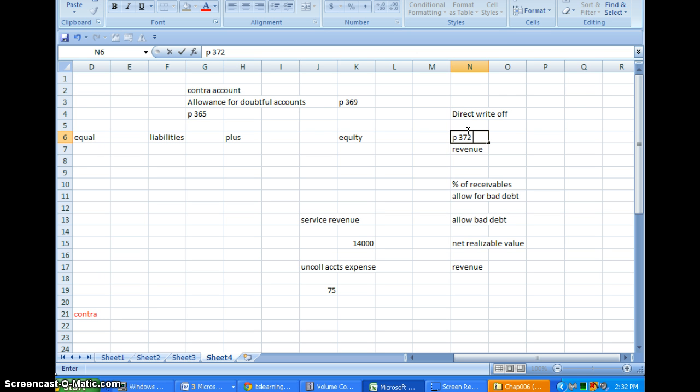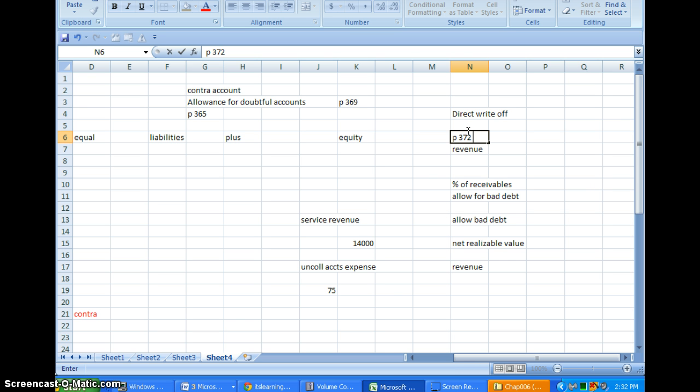Under the direct write-off method, a company simply recognizes uncollectible accounts in the period in which it identifies and writes off uncollectible accounts. No estimates, allowance account, or adjusting entries are needed. In other words, after a year or so of selling everything on credit, if someone doesn't pay you the $25 or $50 out of the $14,000, then you go ahead and do a direct write-off.